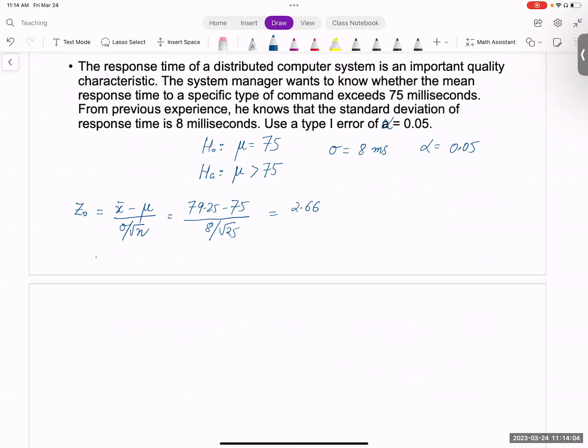And now you can compute the p-value, which equals 1 minus phi of Z0. Since this is a one-sided hypothesis test, we're using the p-value corresponding to it. And then if you plug in the numbers, you will get 0.0039. Now, this p-value is significantly smaller than alpha. So since it is less than alpha, we reject the null.